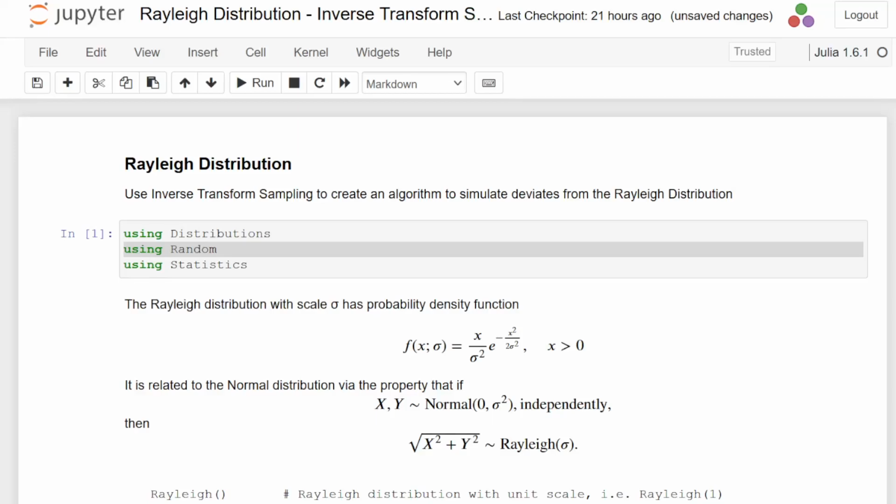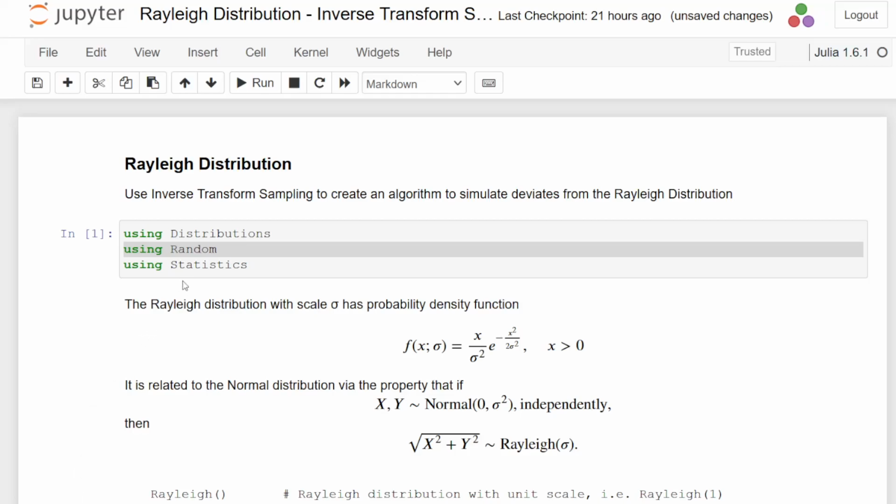In this presentation, we are going to look at the Rayleigh distribution. In particular, we are going to look at how to use inverse transform sampling to create an algorithm to simulate deviates from the Rayleigh distribution. Essentially, what we're going to do is create a random number generator for the Rayleigh distribution that will create a sample that is consistent with the characteristics of the Rayleigh distribution.